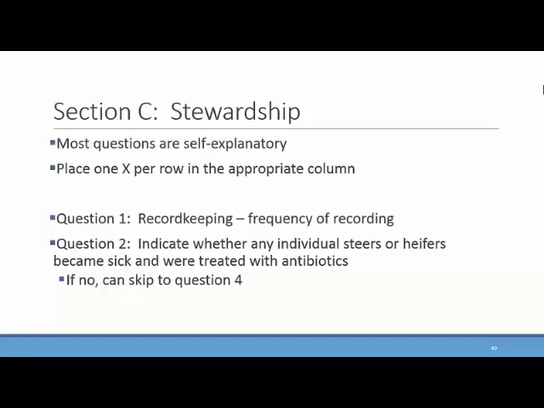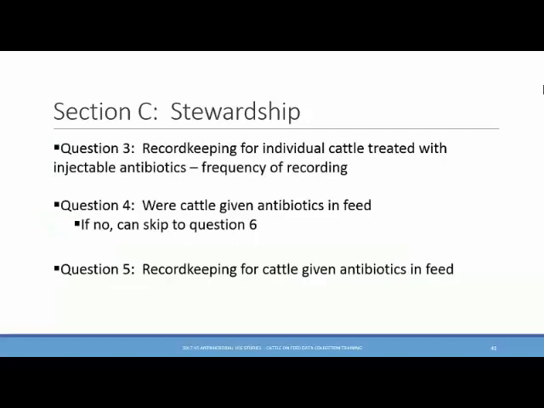On question 2, were any of the individual steers and heifers that became sick treated with antibiotics? And if they were not, then you can skip to question 4, and we ask the same type of questions. How frequently was the information recorded for individual sick animals treated with injectable antibiotics? Okay, and then we move on to question 4.